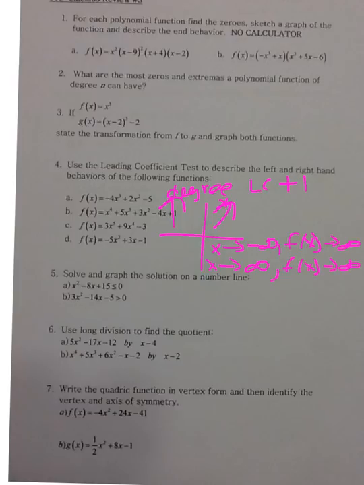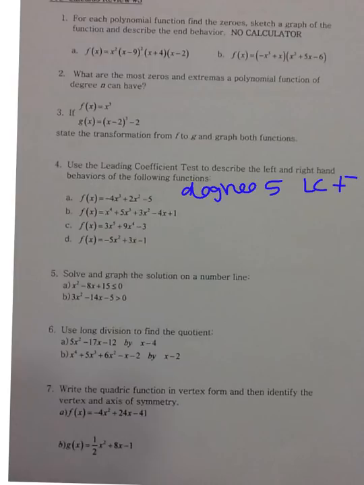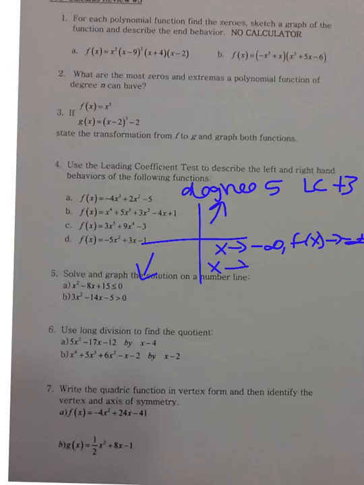Okay, let's take a look at c. So for c, the degree is 5, and the leading coefficient is positive 3. So it'll be like this. As x goes to negative infinity, f of x goes to negative infinity. As x goes to infinity, f of x goes to infinity.